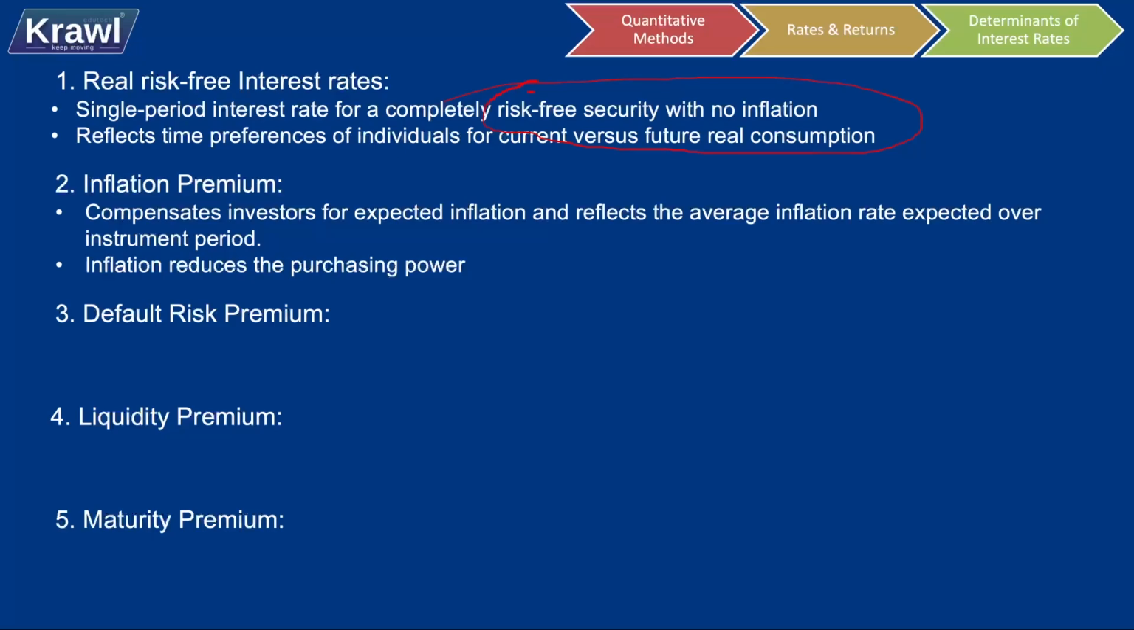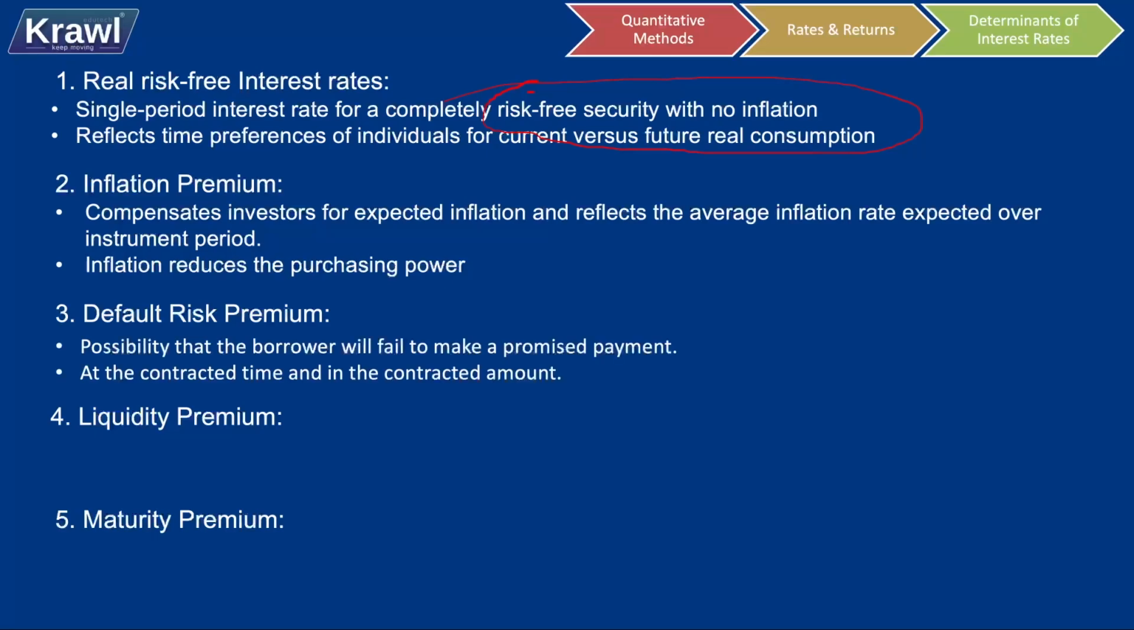The next concept is default risk premium. This is quite interesting to understand. The default risk premium assumes that there is a possibility that the borrower will fail to make a promised payment. Now, when somebody makes a borrowing, there are certain returns which go to the lender. Those are periodic returns or a terminal return. There are multiple stage returns.